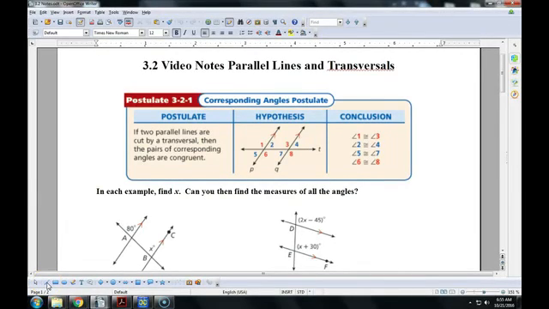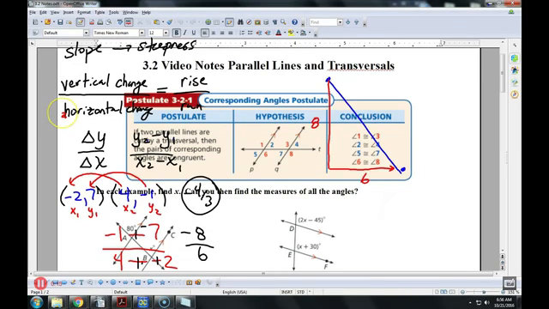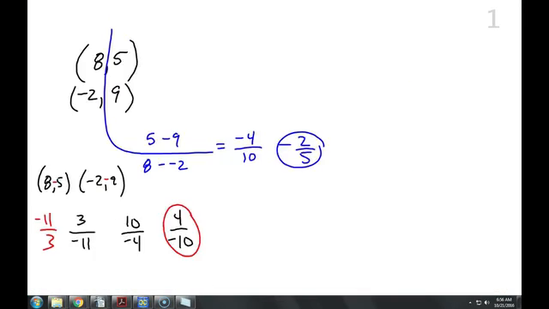All right, 3.2 video notes, parallel lines and transversals. If you notice, we're skipping 3.1. There's only a few definitions and vocabulary in 3.1, and we've kind of merged 3.1 and 3.2 together. So before we get started on this set of notes, I would like to just do a couple definitions and a couple diagrams before we get started.